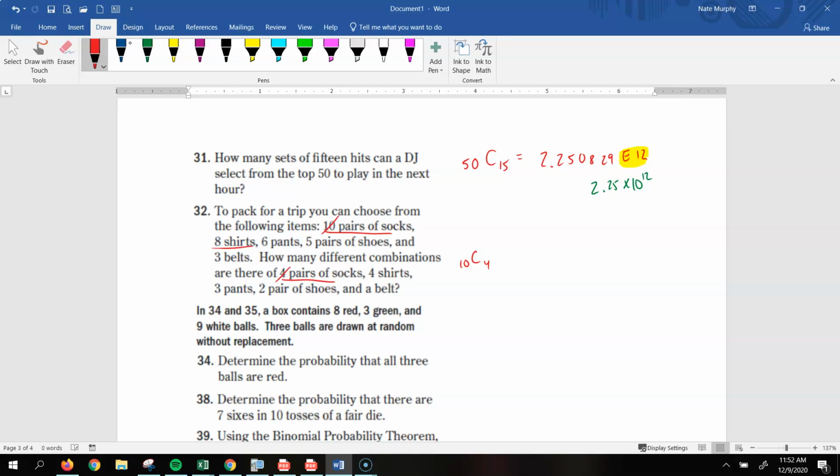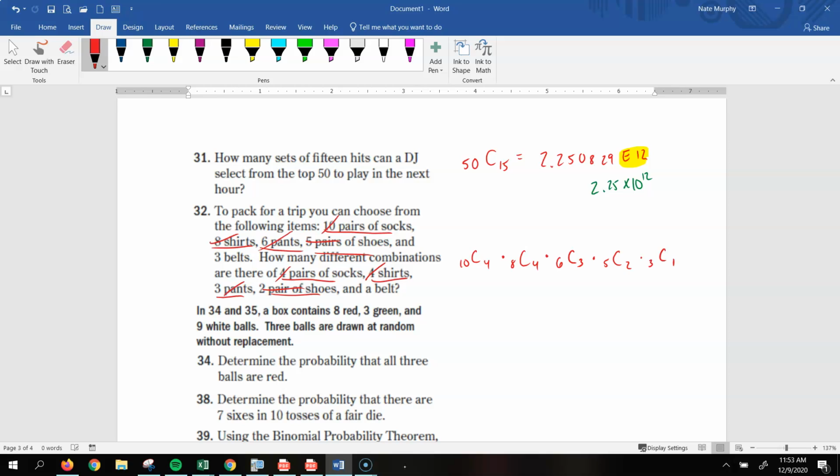Next, there's 8 shirts, and we're going to choose 4 of those. So I'm done with those 2 numbers. Next, there are 6 pairs of pants, and we're going to choose 3 of those. So we're done with those. And then we have 5 pairs of shoes, and we're going to select 2 of them. So we're done with those. And lastly, we have 3 belts, and we're just going to choose 1 of those.